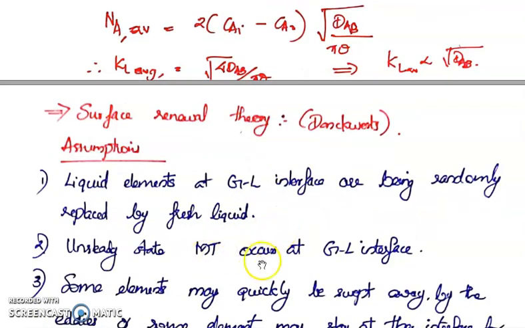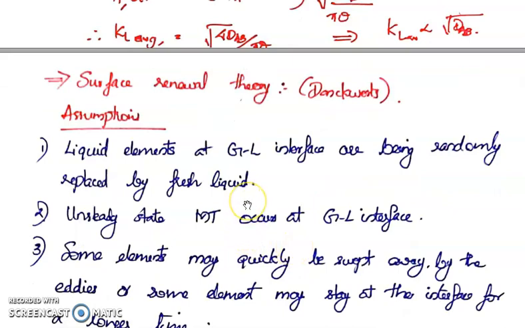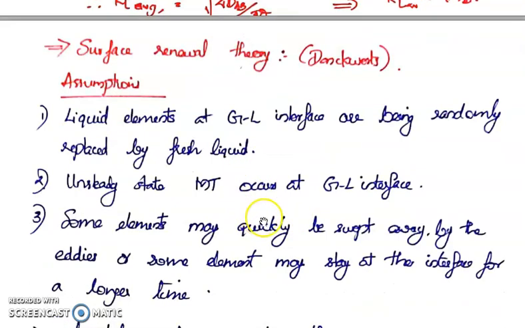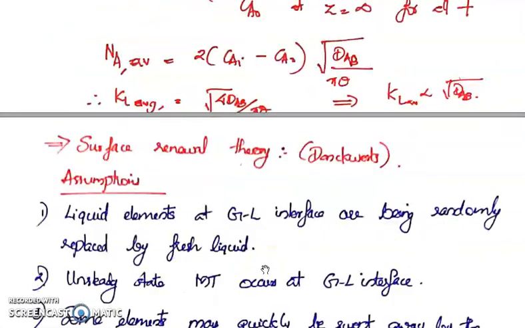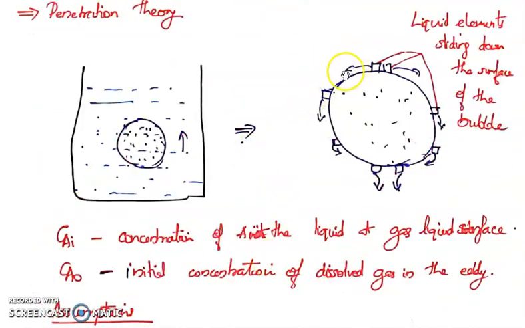Next is unsteady state mass transfer occurs at the gas-liquid interface. We have made this assumption in the previous case also. Now the third assumption is that some elements may quickly be swept away by the eddies, or some elements may stay at the interface for a longer time. Here we assumed that whatever elements of liquid are getting attached to the surface will spend equal time before they get detached. But that need not be true.